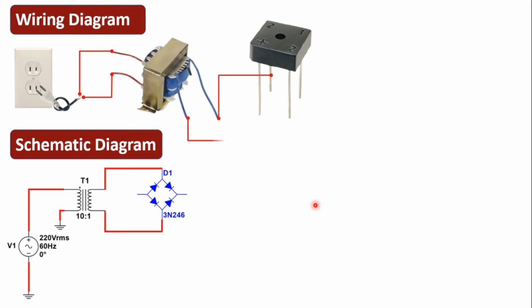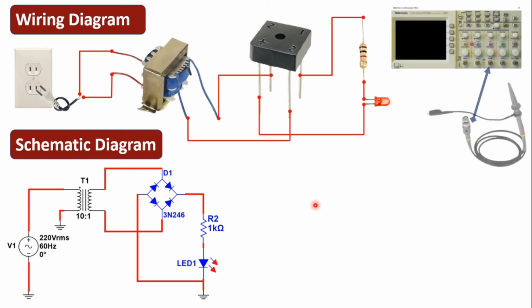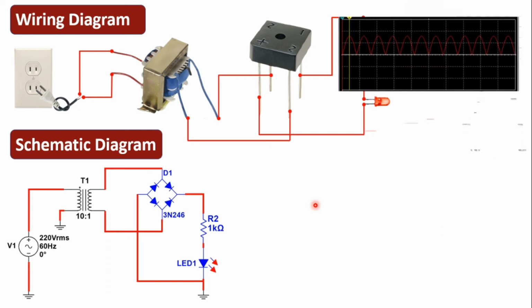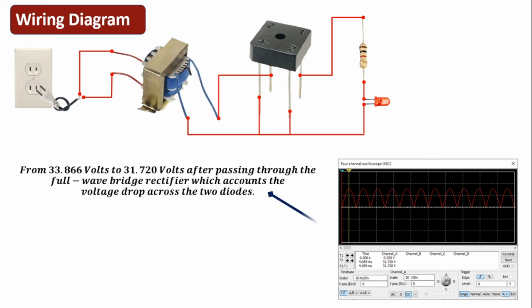We will have a resistor in series with an LED, or a light emitting diode, which will be connected into the anode and cathode of the full wave rectifier as shown here. This load is needed to observe the output voltage waveform of the full wave rectifier using our oscilloscope. As we can observe, from 33.866 volts, it became 31.720 volts after passing through the full wave bridge rectifier. There is a decrease in voltage to account for the voltage drop on the two diodes of the full wave rectifier.